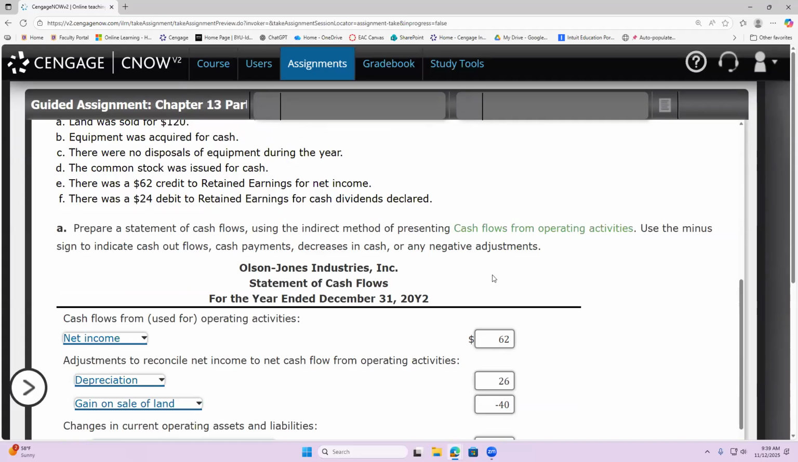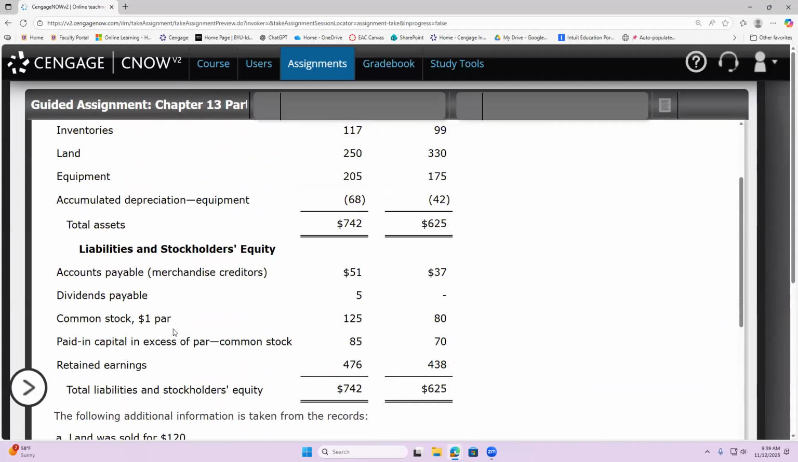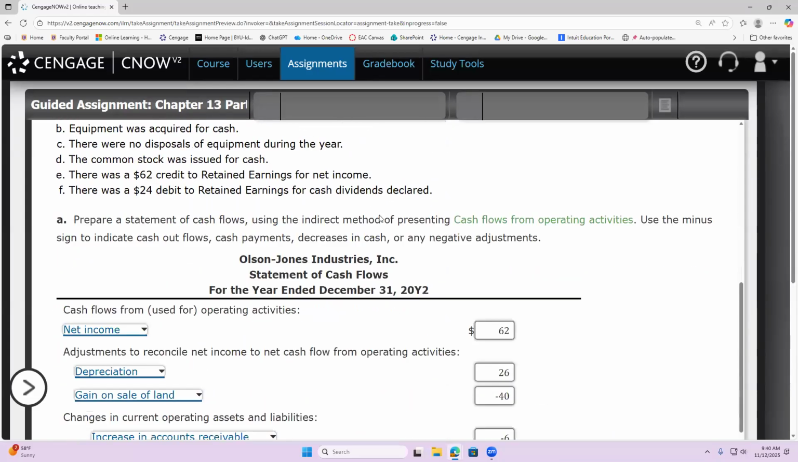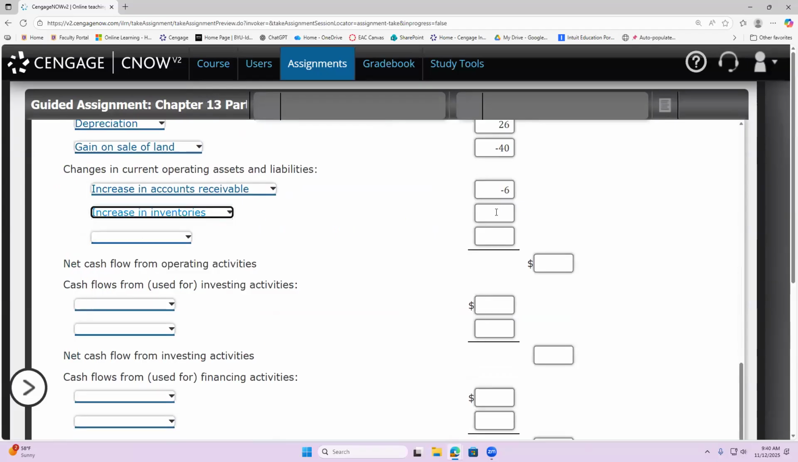If that gets confusing, just remember, adjust changes to assets in the opposite direction, changes to liabilities in the same direction, and that will get you through it. All right. So accounts receivable, and then we have inventories. They went from 99 to 117. So inventories increased by 18. So we'll say increase in inventories, and we'll subtract it, minus 18.